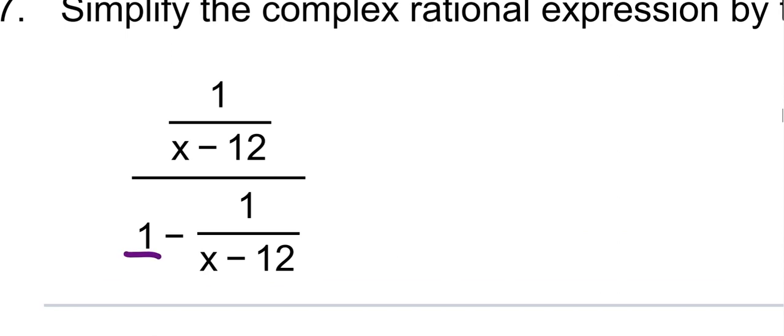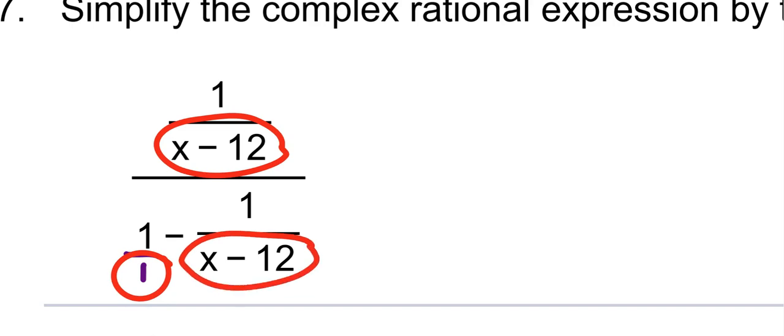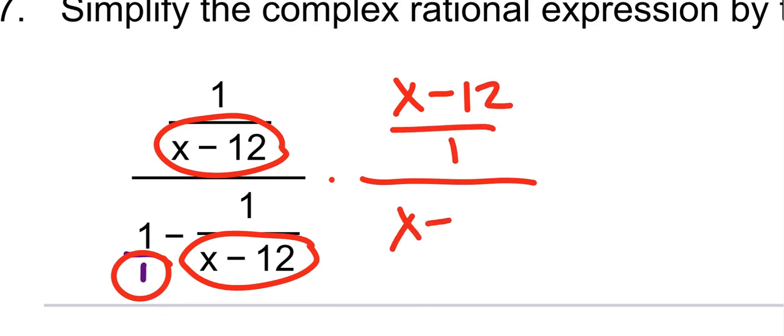Now, go back to question 7. What's the common denominator? I see a denominator of x minus 12, and I see a denominator of 1, and I see a denominator of x minus 12. What is the common denominator? X minus 12. No, you're right. It doesn't do anything. So I'm going to multiply this by x minus 12 over x minus 12.